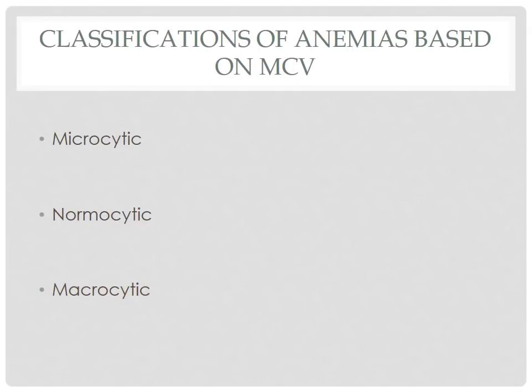Again, we'll review the classifications of anemias based on MCV. So as we discussed before, we have microcytic, normocytic, and macrocytic anemias. For microcytic anemias, remember the MCV will be less than 80. For normocytic, the MCV will be between 80 and 100. And for macrocytic, the MCV will be greater than 100. In general, try to remember that microcytic and macrocytic anemias, so these two, are normally issues with production.